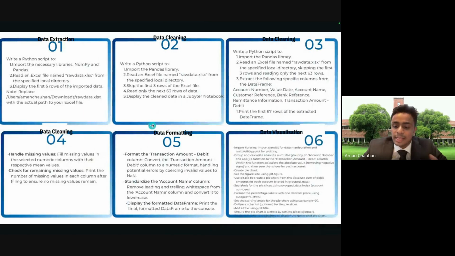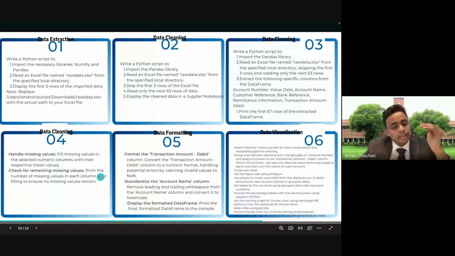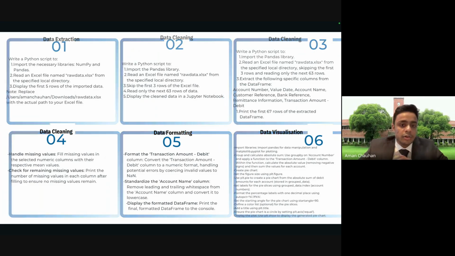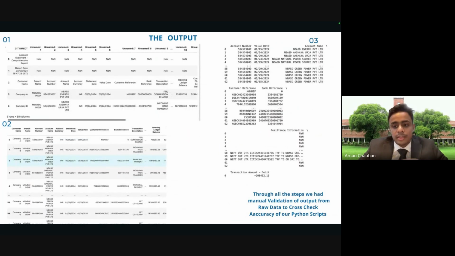Now back to my slide. These are all the 6 steps that we follow: data extraction, cleaning, data cleaning again, because data cleaning had multiple steps to be followed, data formatting, data visualization. These are the prompts that if you enter into GPT, you will get the desired output. And the output as discussed.